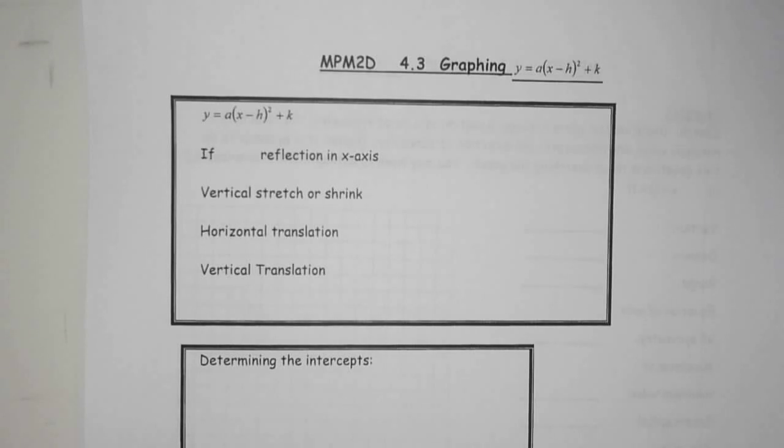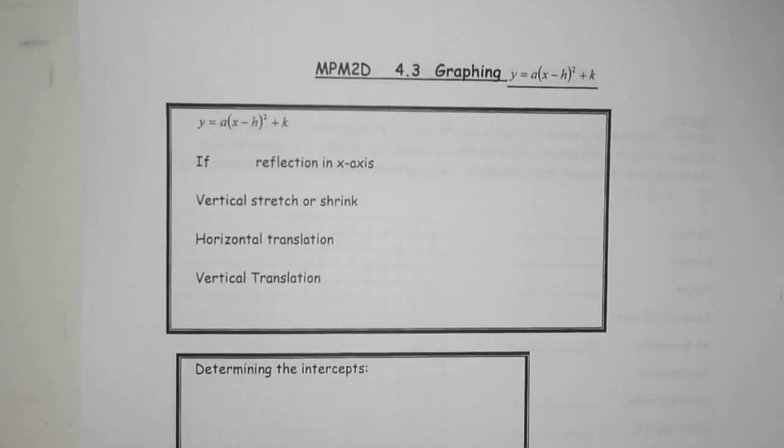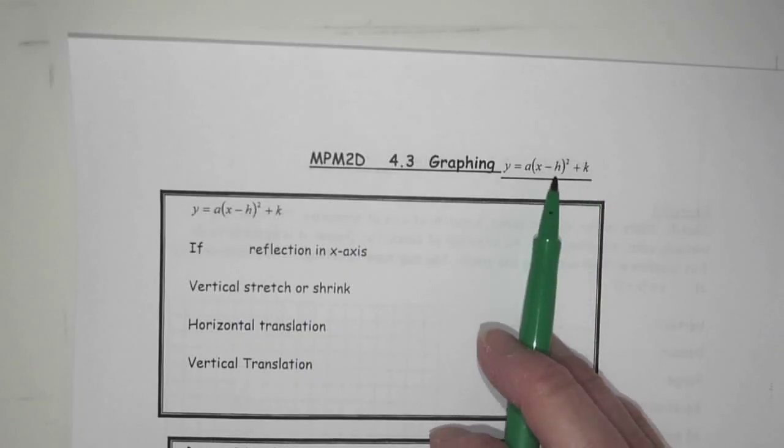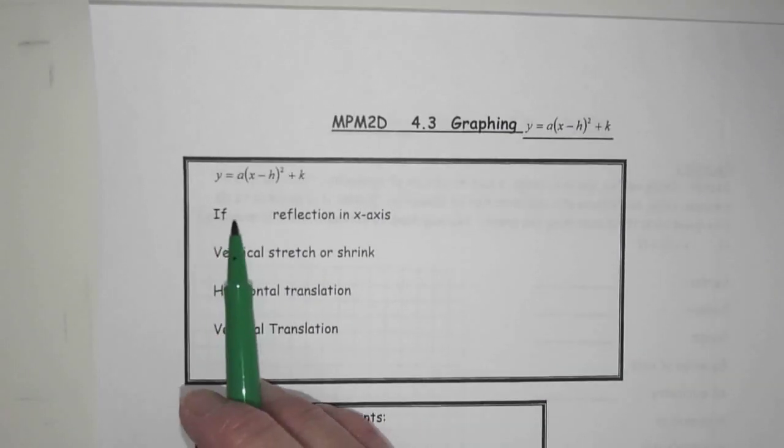So in 4.3, we're looking at the horizontal translation being added to our graph. We've already looked at the other graphs where we looked at the A value and the K value, and now we're just adding this H value. So let me review what we already know.